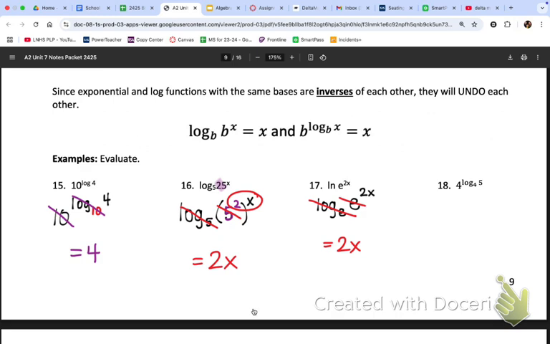Okay, and then last one, you have an exponential base of 4 and log base of 4, so they cancel, and you're left with 5. Because they are inverses of each other, they undo.